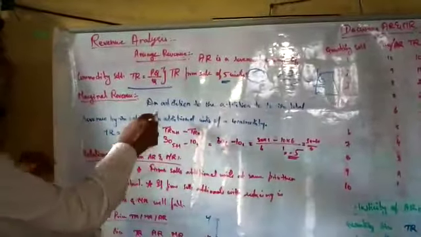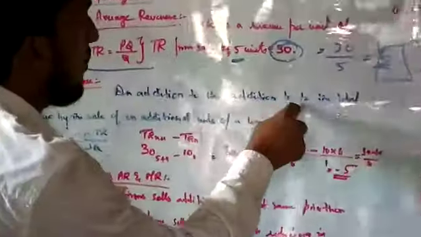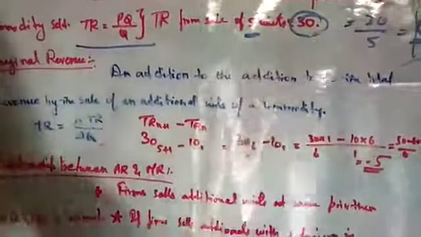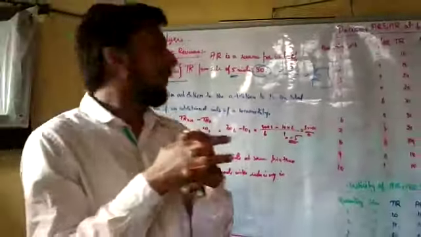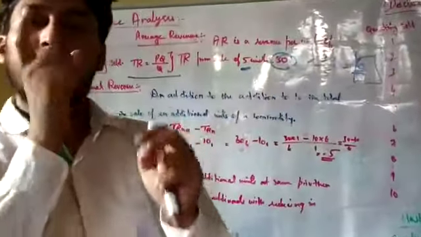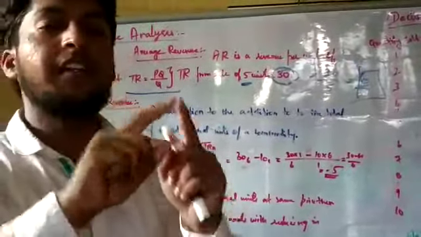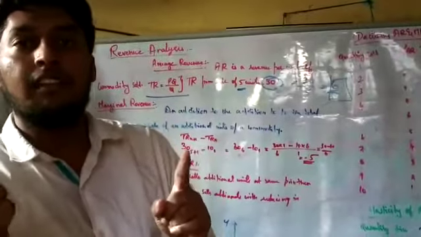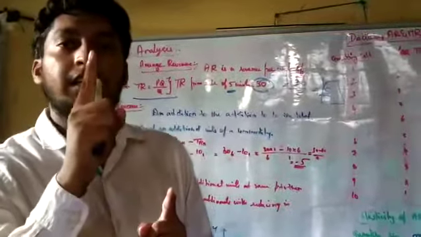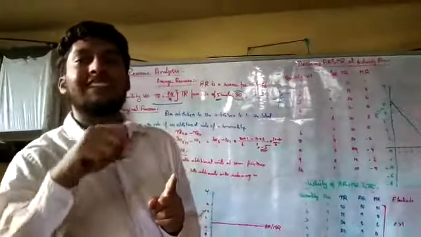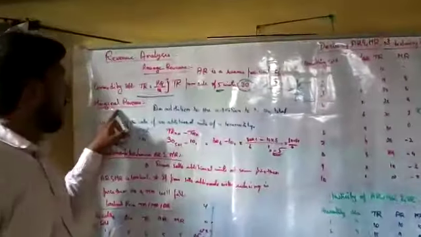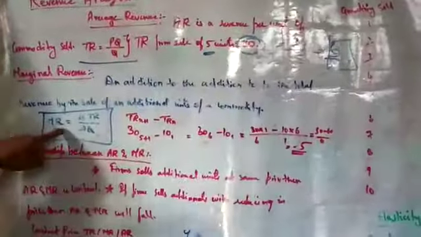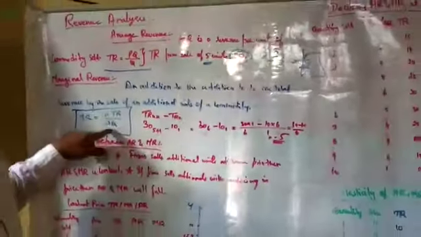Now marginal revenue. It is the addition to the total revenue by the sale of an additional unit of the commodity. So when you are calculating marginal revenue, you have the commodity, for example, 10 units. When you add an extra unit, you have 11 units. When you sell the 11th unit, you get extra money for that one extra unit. That is what we call the marginal unit. So already you have the units. How do you identify it? Marginal revenue is equal to change in total revenue divided by change in quantity.